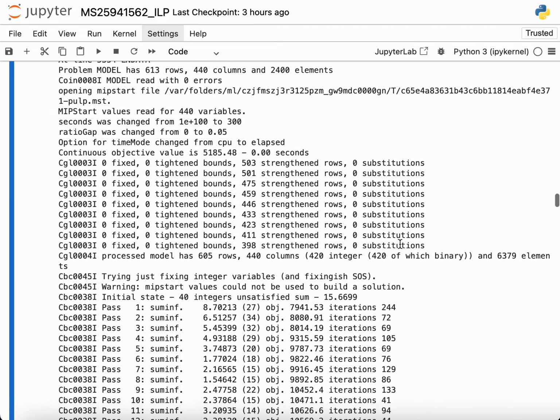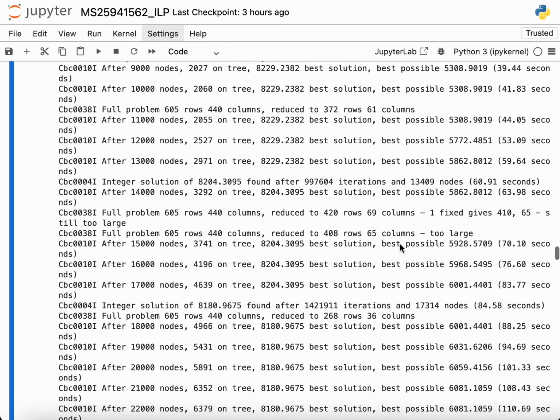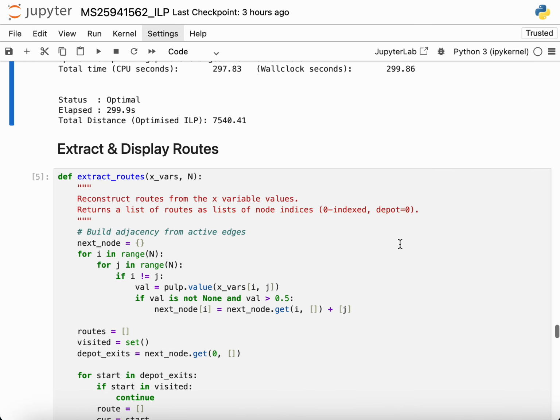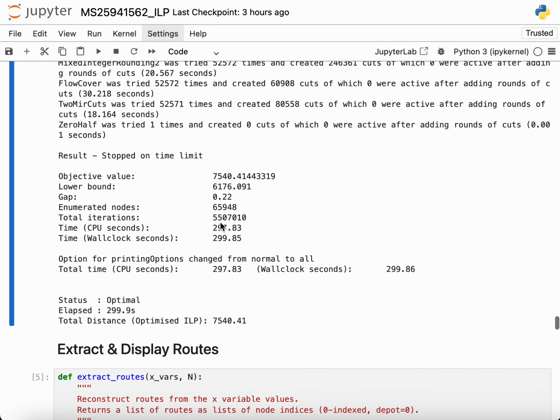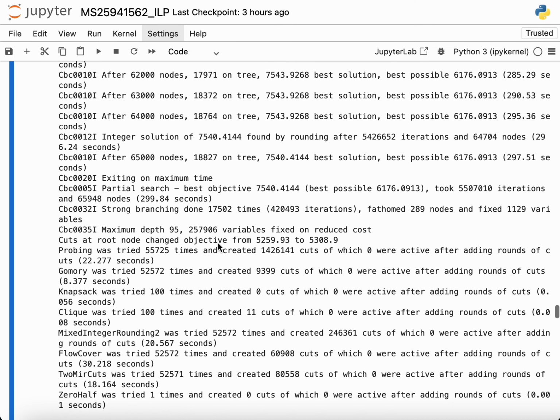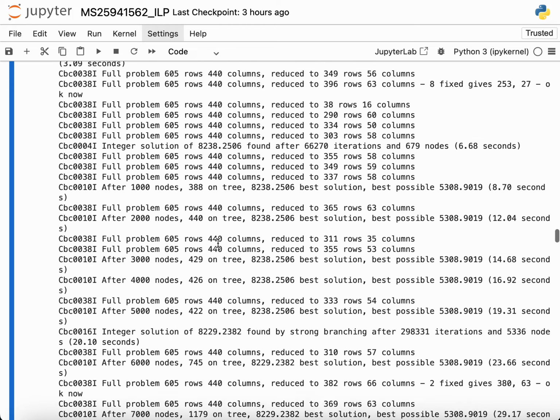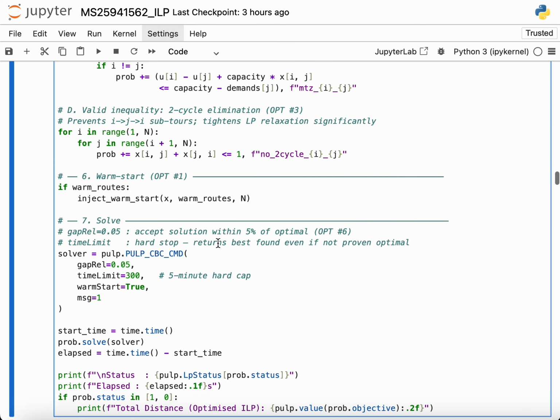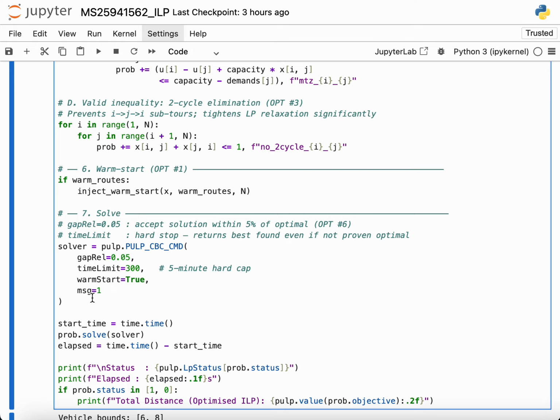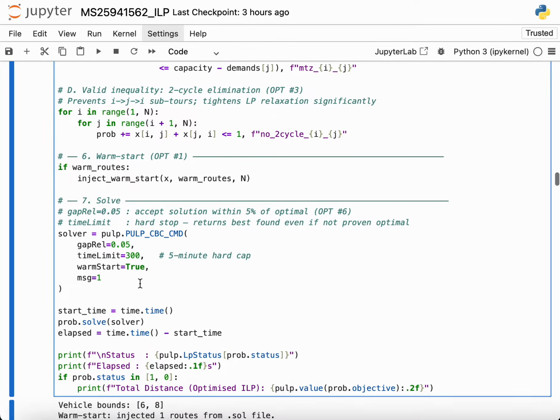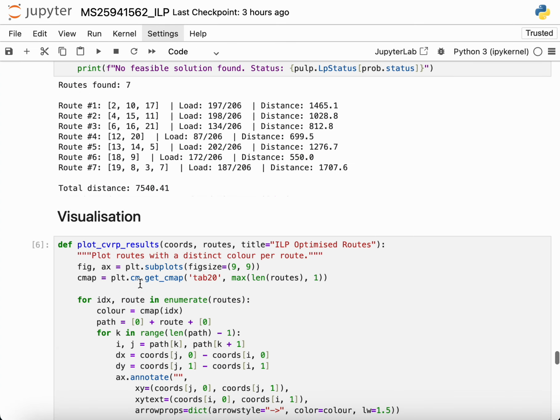Now since this problem needs an optimal solution, I utilized the CBC solver with 5% gap tolerance. As you can see, the solver successfully reached the status optimal here.